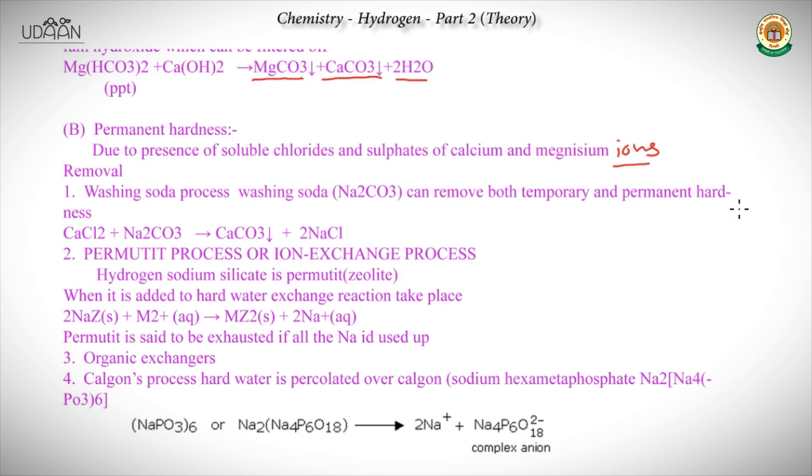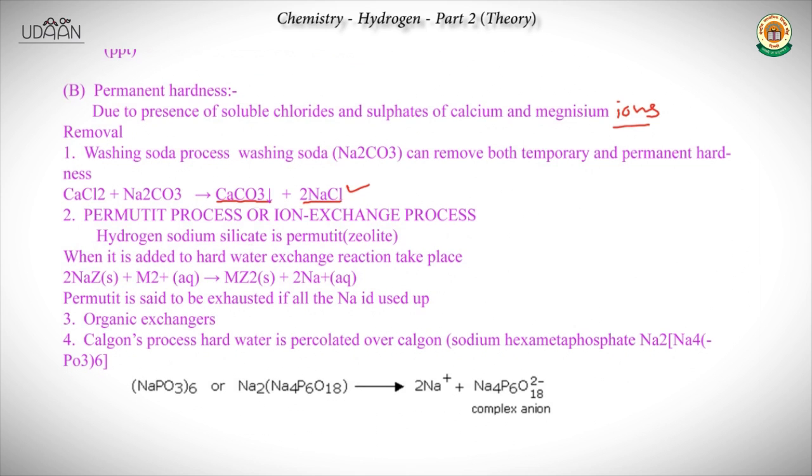When we react Na2CO3 with calcium chloride, CaCO3 is produced, which is insoluble and will precipitate out. NaCl is soluble, so it will remain, and it does not cause any hardness to water. It does not add any hardness.